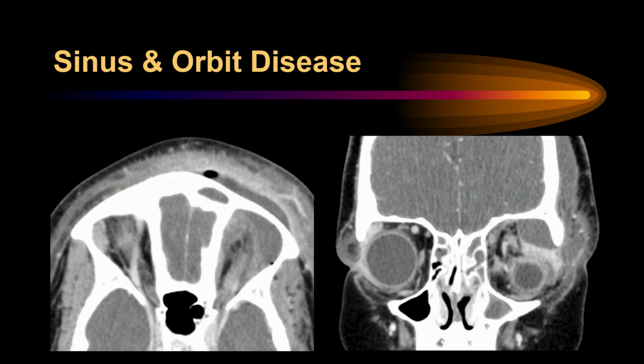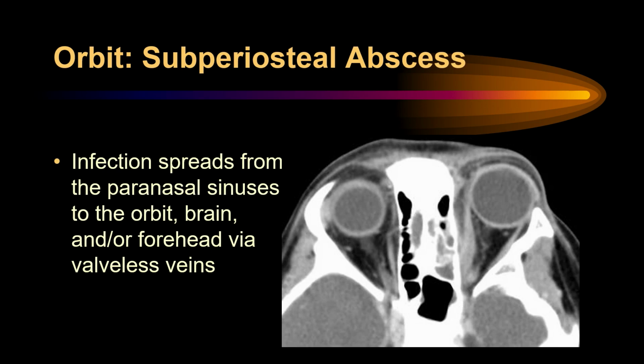They can also spread to the orbit. How do they spread so easily? Well, we have kind of a design flaw we were born with, and that is that the veins that drain the paranasal sinuses are valveless veins. And that means when you build up pressure within the sinus, the infectious material within the sinus can spread to all the adjacent organs: brain, orbit, forehead, spread all over the place.